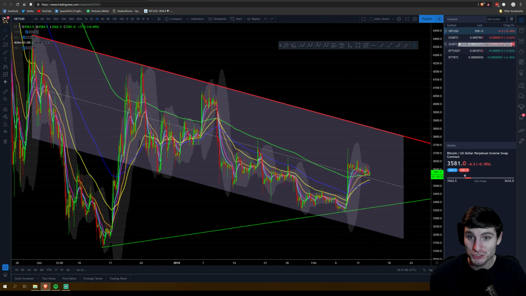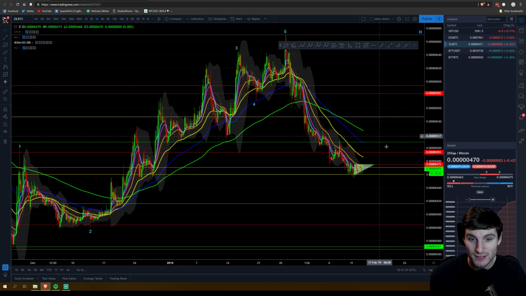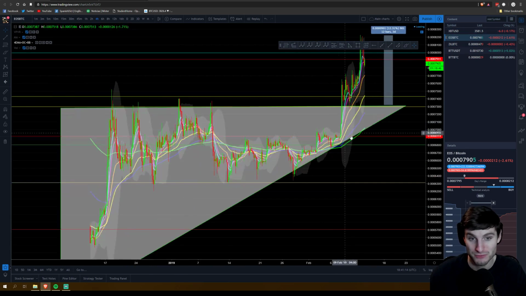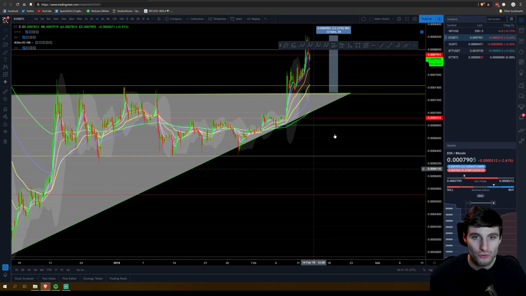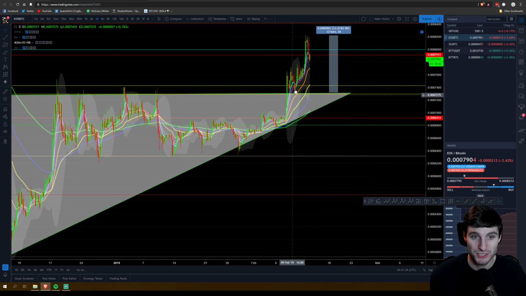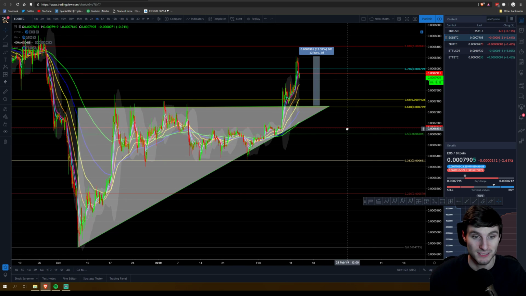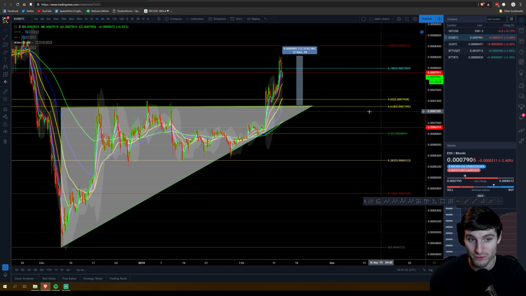Moving on to ZIL. Actually, I'm going to start with EOS because the setups are really similar. Obviously, this was one that I posted as soon as it hit the 618, and this was a really good call that I made. We were in this ascending triangle for 51 days, being held down by the 618 Fibonacci level.